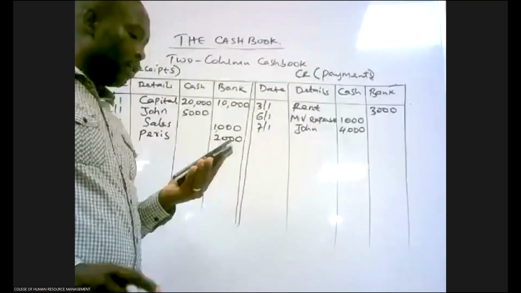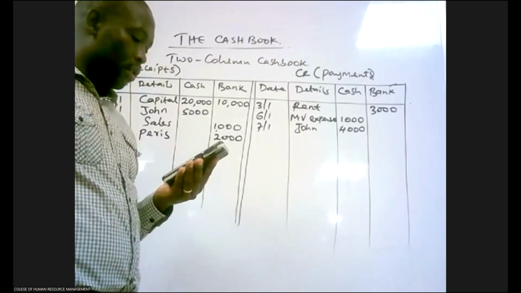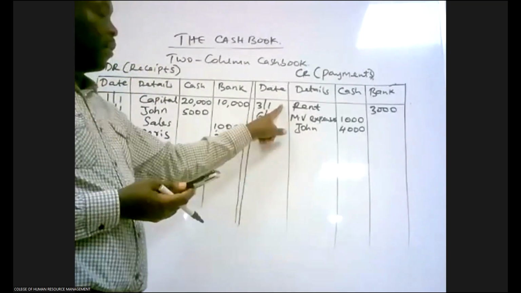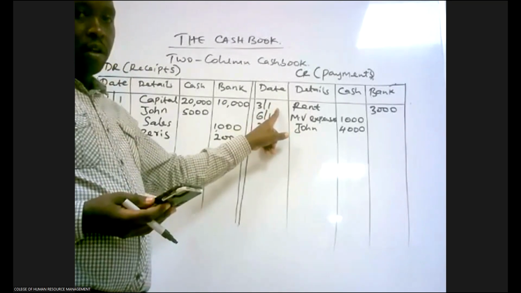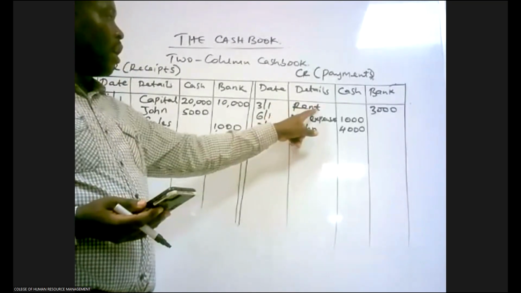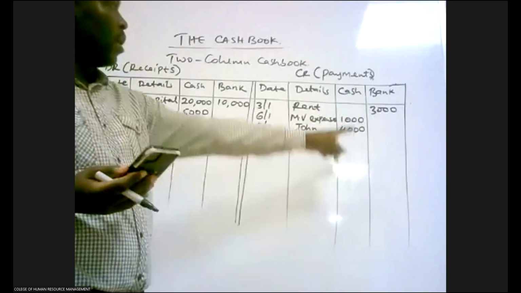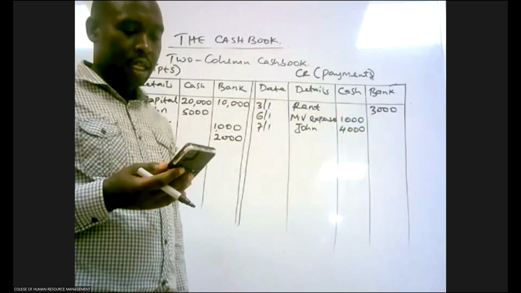On 8th, there was rent on 3rd. On that, it is here. The rent that was paid on that, it was a payment. It was made by check. That is why it is under the bank. We have already recorded it as a payment. Okay.